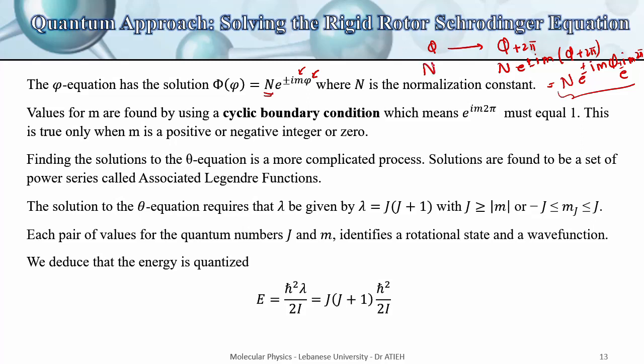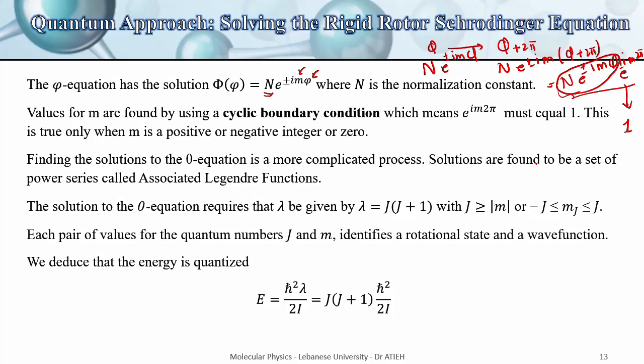So this function is equal to its initial value. Its initial value was N e to the plus or minus i m phi. This is the initial value, only if this part here is equal to 1. And this happens if m is an integer. It can be a positive integer, a negative integer, or even 0. So there is a condition on m. m is not an arbitrary number. It is an integer.